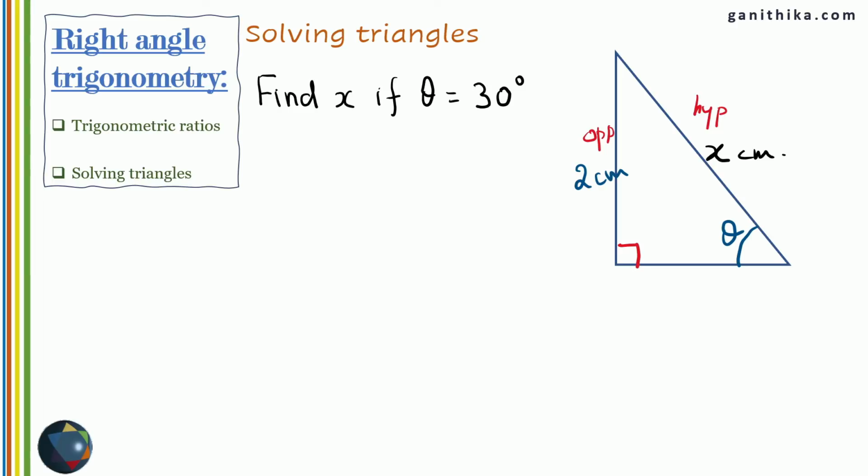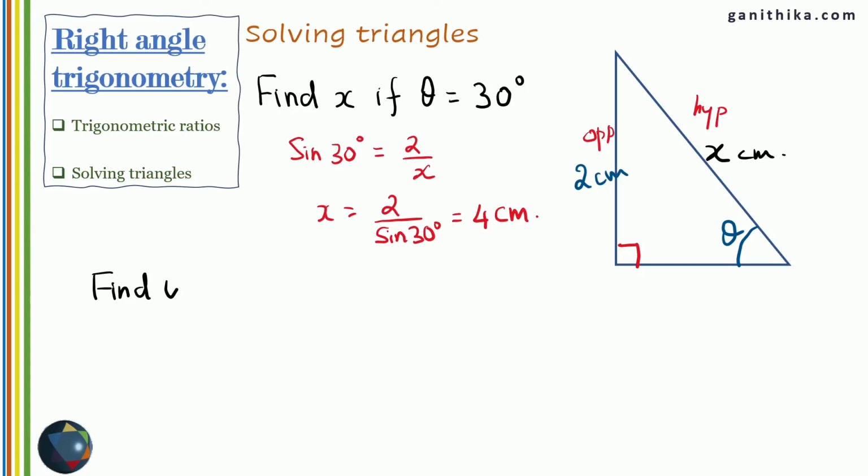Now that you have opposite and hypotenuse for theta, you will use the sine ratio. So sin 30 degrees is equal to 2 over x, and rearranging for x, you will have x equal to 2 over sin 30. Using your calculator, you can find that x is equal to 4 centimeters.